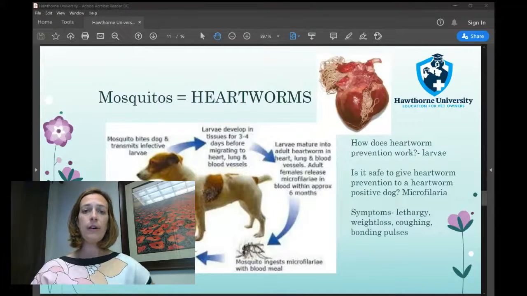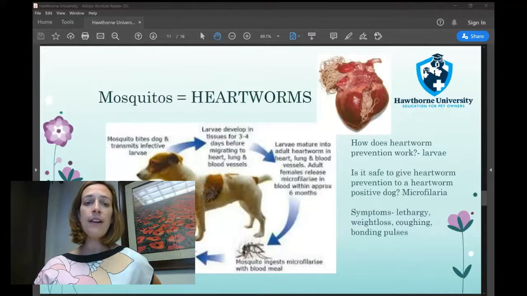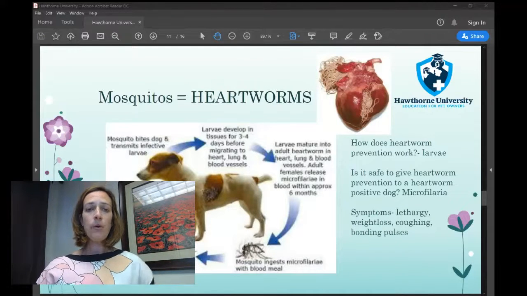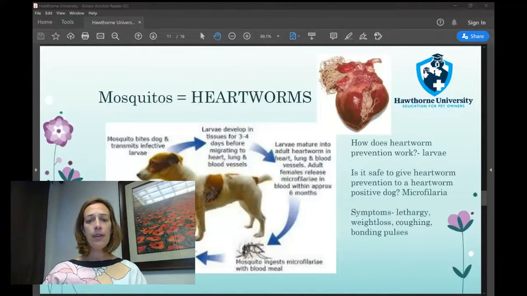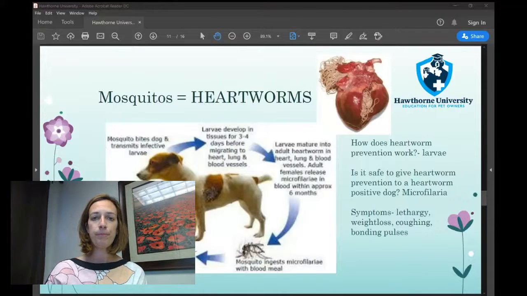When you have it on there, what your preventative is doing is working on that larva. When that mosquito bites your dog, if you are on heartworm prevention, that heartworm prevention is going to prevent that larva from developing into the adult heartworm.